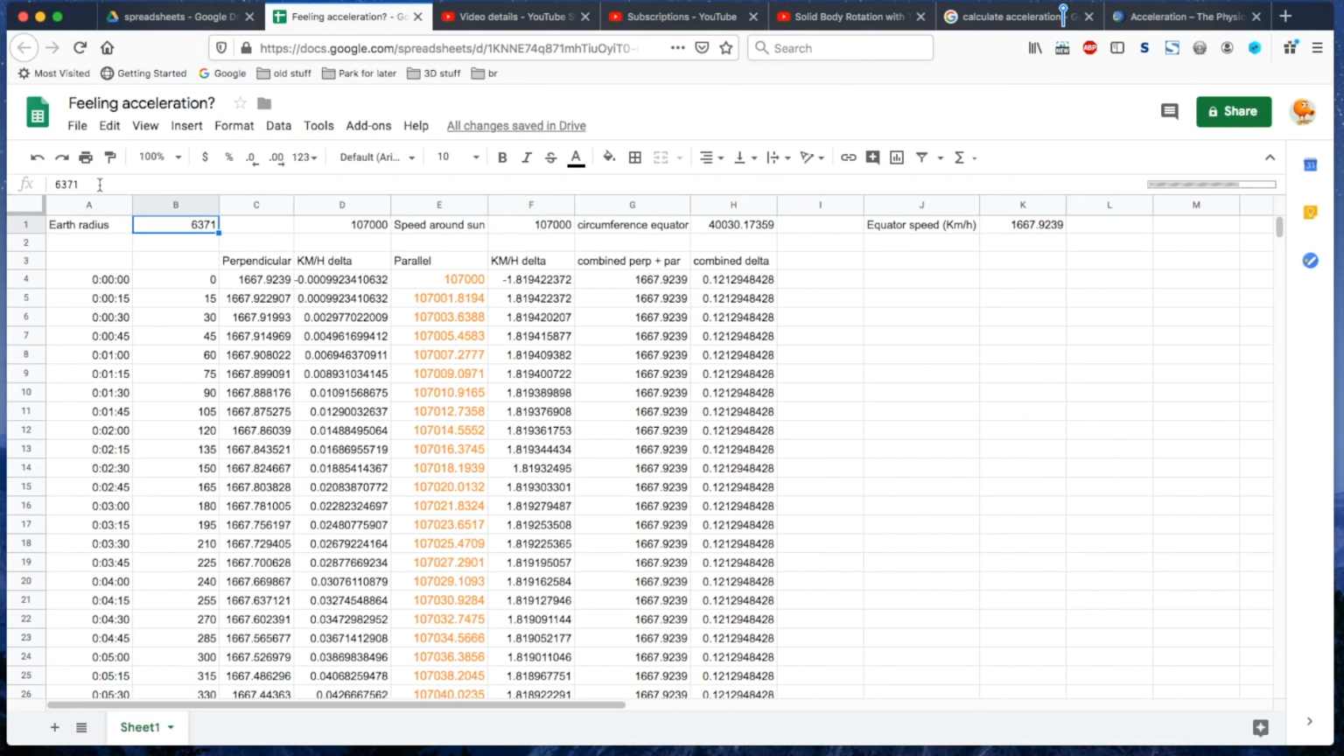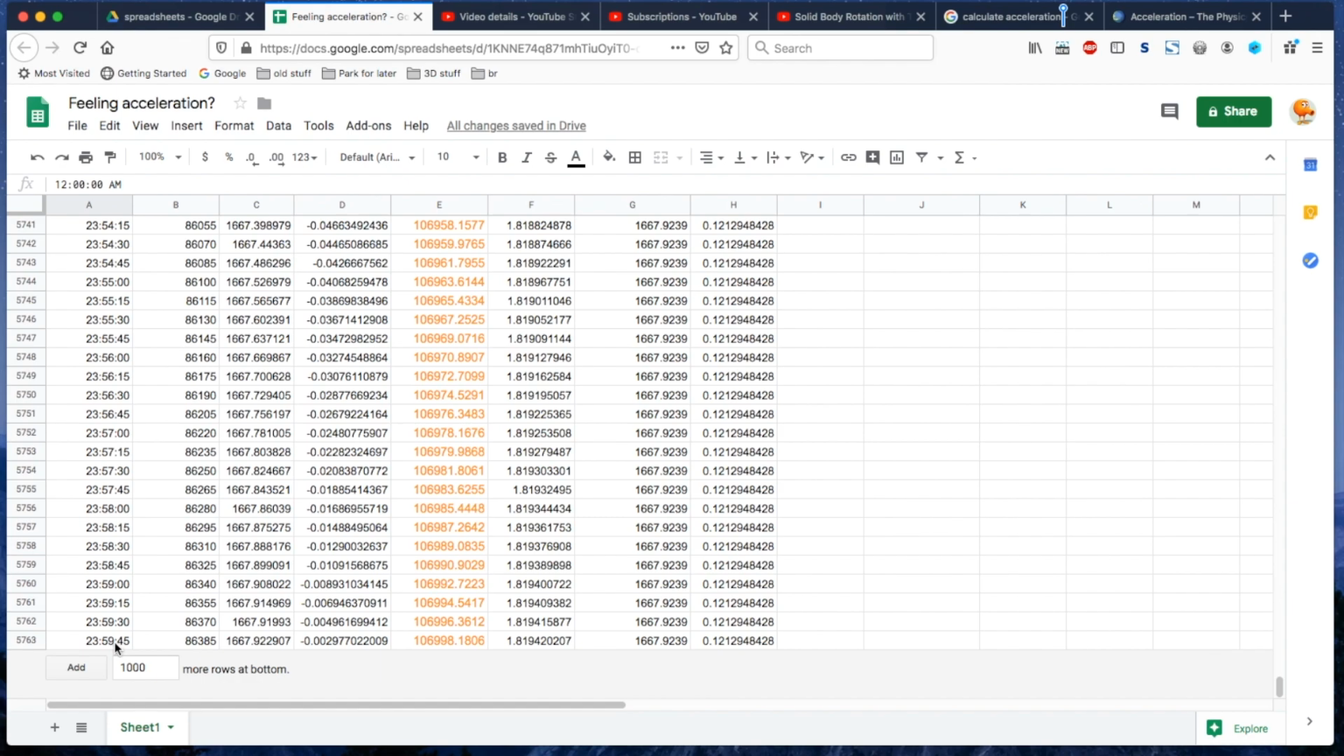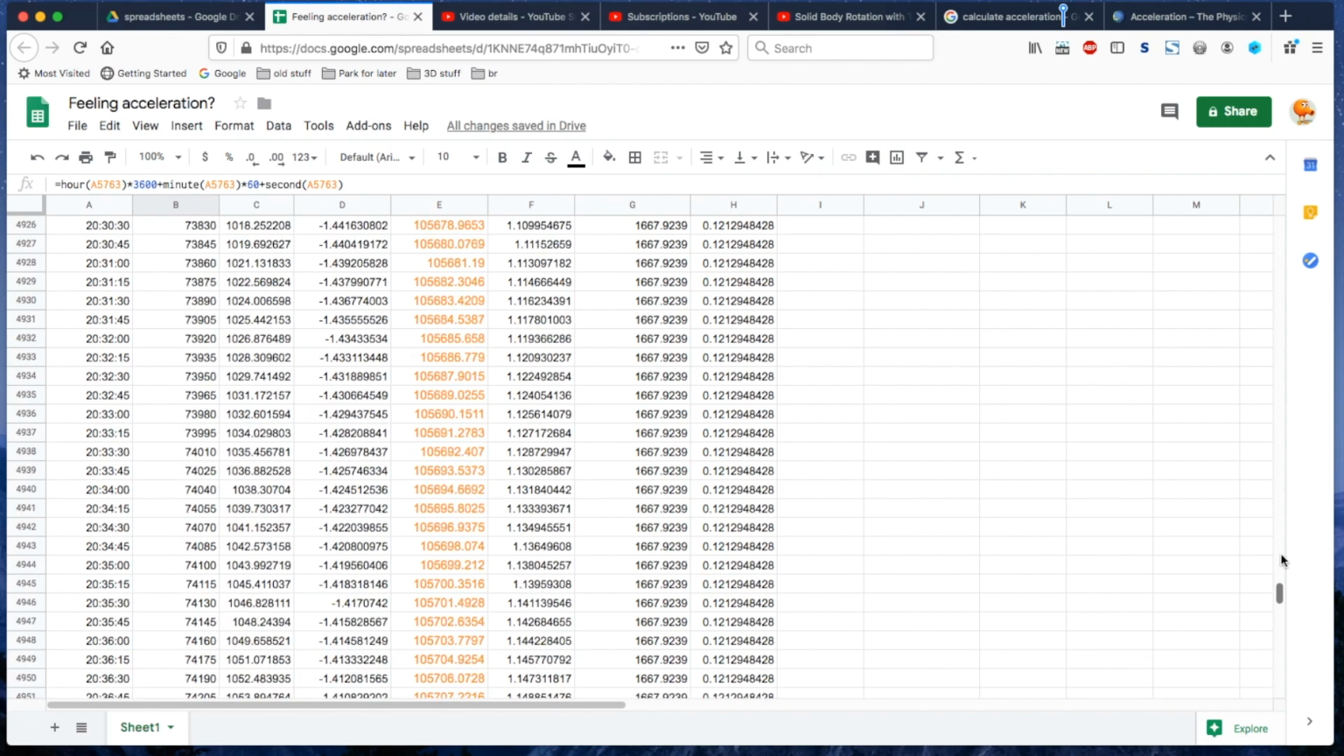So let's take a look at the spreadsheet I created. The Earth radius is 6,371 kilometers. I calculated the circumference at the equator, and the equator speed is 1,667.9239 kilometers per hour, and the speed around the sun is 107,000 kilometers per hour. Next, I took 24 hours from 00:00 to 23:59:45 in 15-second increments. I converted that to seconds in a 24-hour period.